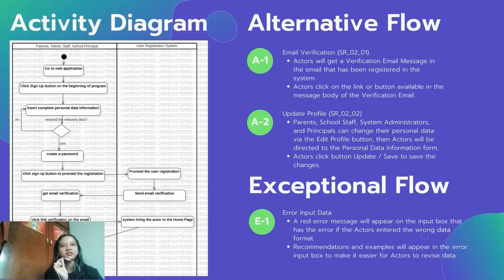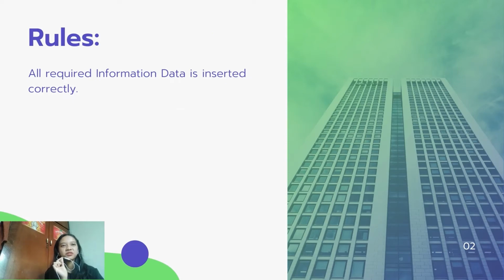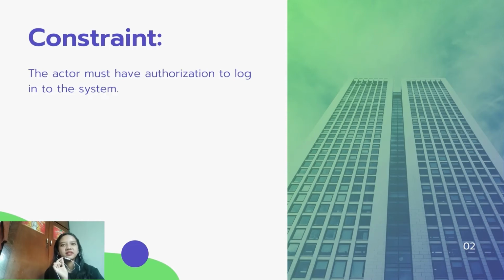Also, the post condition of the user registration is that parent, school staff, system administration, and principal can successfully log into the system by entering the correct information data. The rule of user registration is that all required information data must be inserted correctly. The constraint of user registration is that the actor must have authorization to log into the system. That's all for user registration.